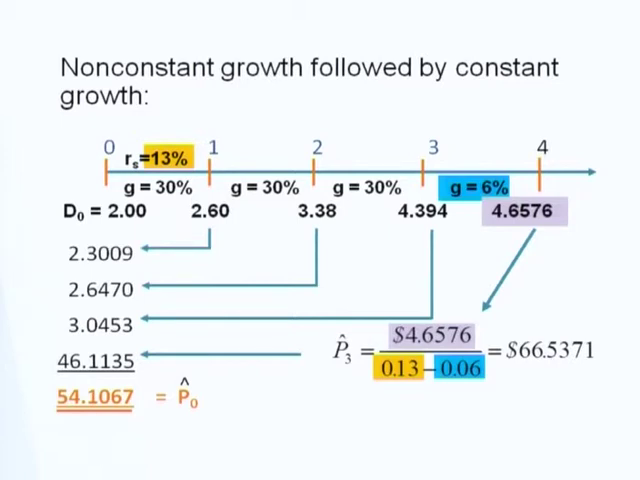Now, how many cash flows are left? In order to get the intrinsic value, you have D1, D2, D3, and P3, the intrinsic value at time 3. So 4 cash flows are left, and you have to discount those 4 cash flows back to time 0, one by one, using your discount rate of 13%. You get an intrinsic value of 54.1067.